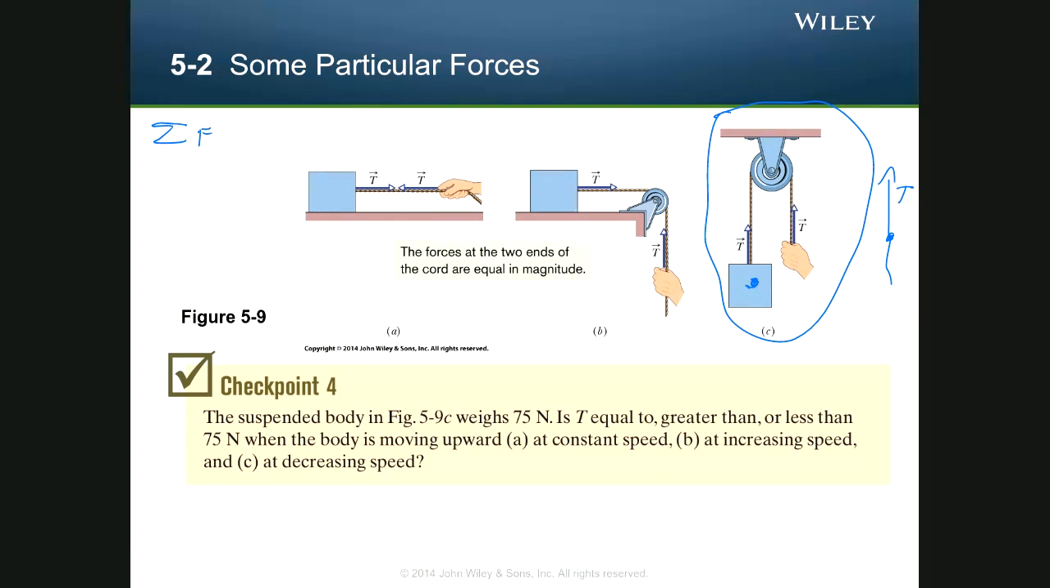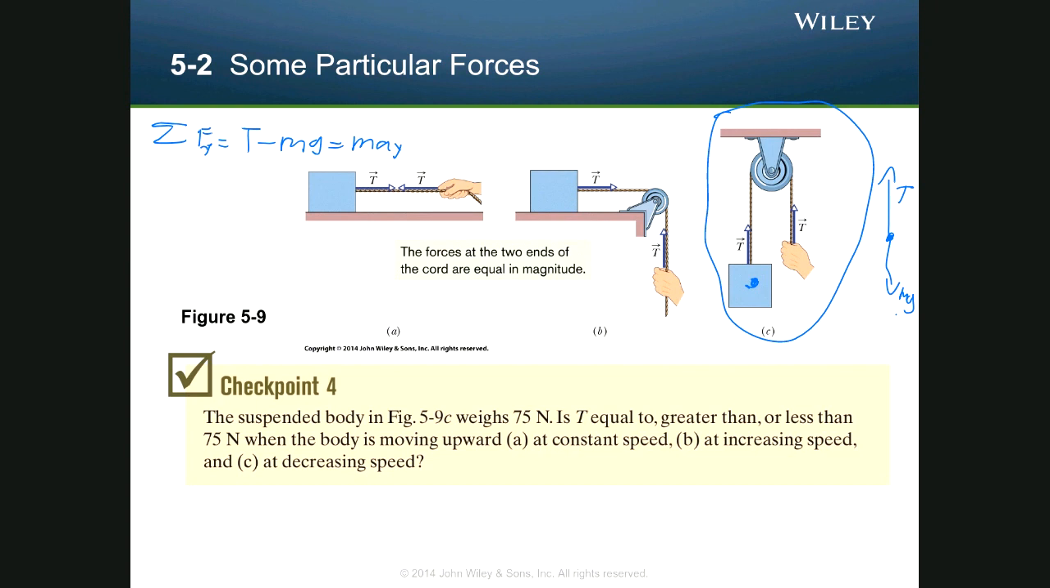And we have mg straight down. Now, when we sum the forces in the y direction, this will be equal to the tension, right, because it's going up, minus mg. And this will always equal may, right?